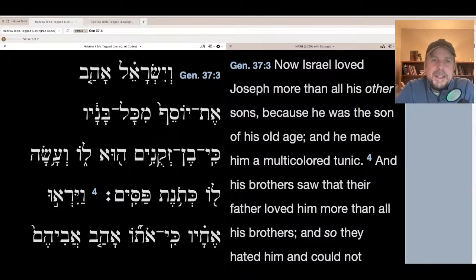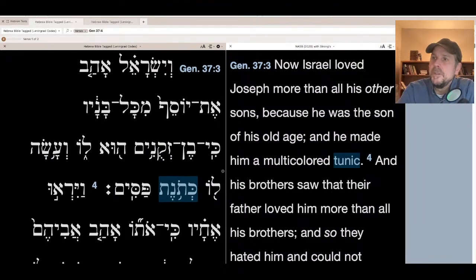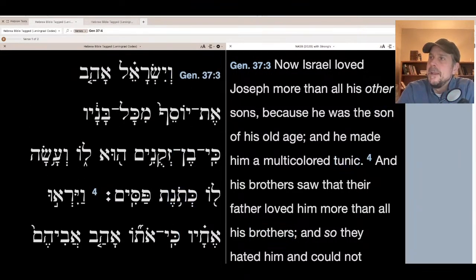I've got a little bit of our weekly Torah portion here I want to share. It's from Genesis 37, verse 4, and actually a little bit more than that. I want to do verse 3 and 4. And we're going to go over the Hebrew here.